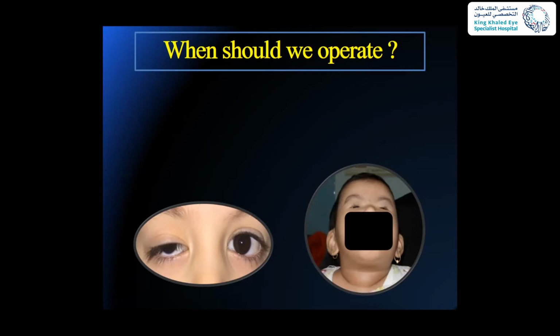But when the patient starts to sit, and this is usually at the age of 9 months or 1 year, and he's interested now in his surroundings, he will start to adapt a head position, or the eye will be most of the time covered with the ptotic eyelid. So usually we treat them at the age of 1 year.